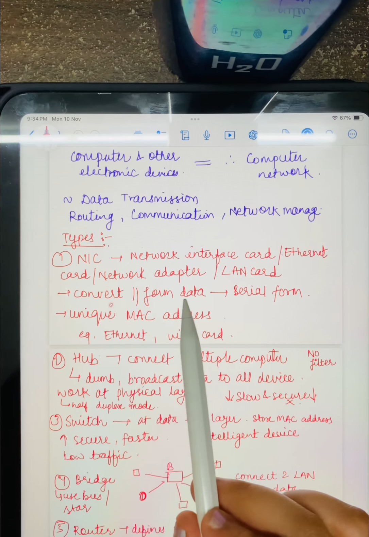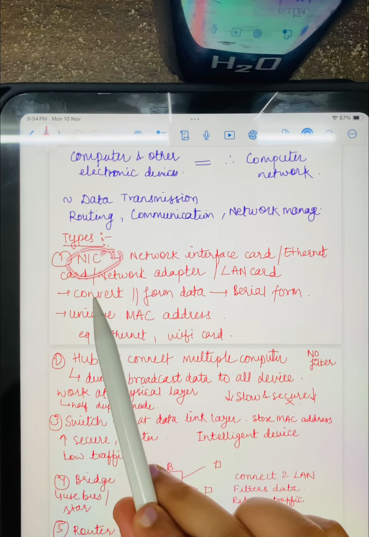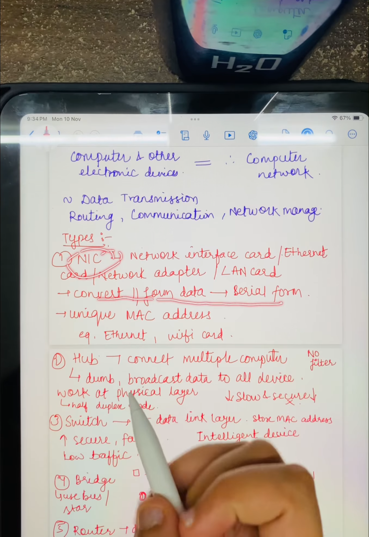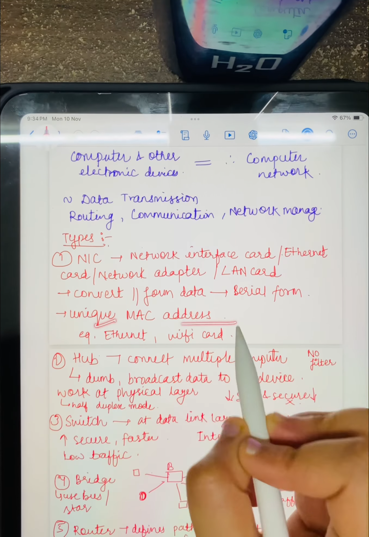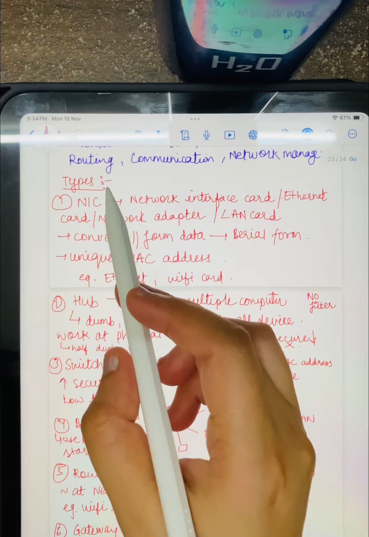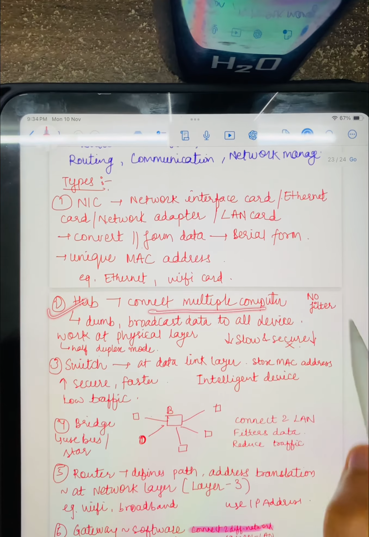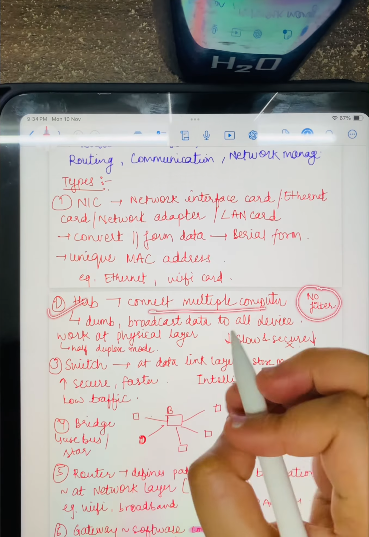It converts parallel form of data into serial form. NIC converts parallel form of data into serial form. It has unique MAC address. Example is Ethernet Wi-Fi card. First was NIC. Second is hub. It connects multiple computers. It does not have any filter.